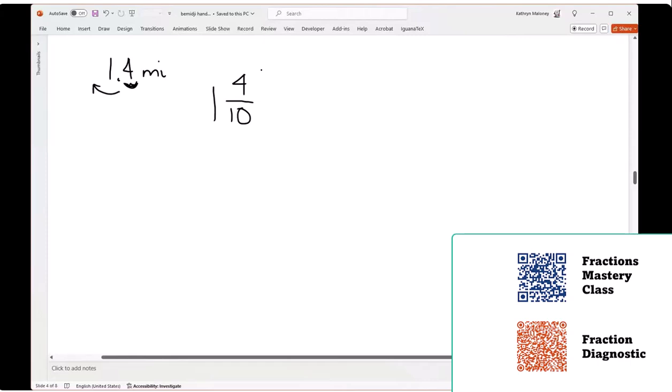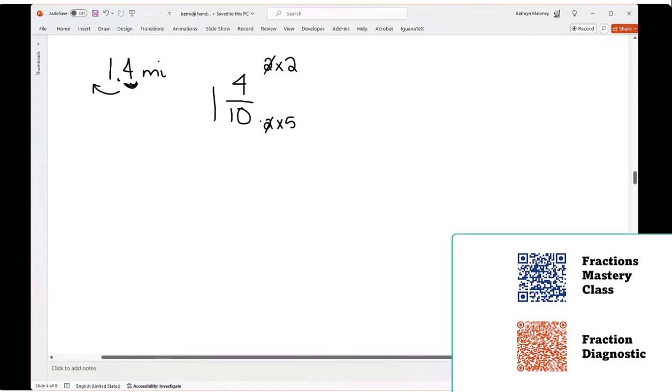Now, I like to think of multiplication instead of division. For some reason, my brain works like that. I know that 4 is 2 times 2. Now, I'm going to look at 10. Does 2 go into 10? Yeah. 2 times 5 is 10.